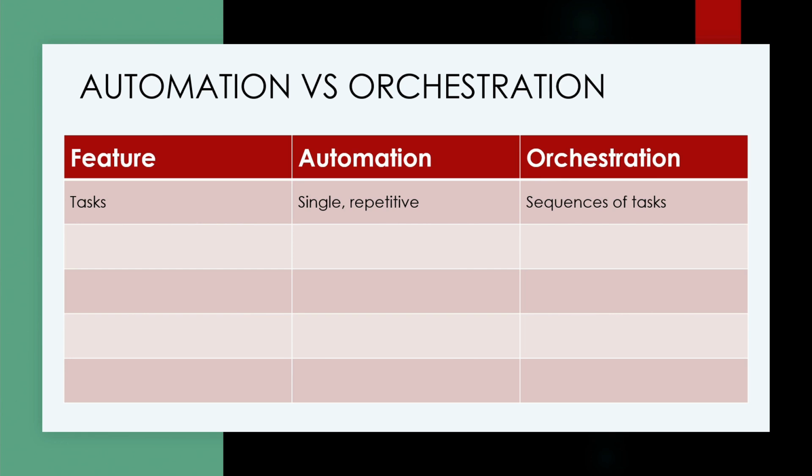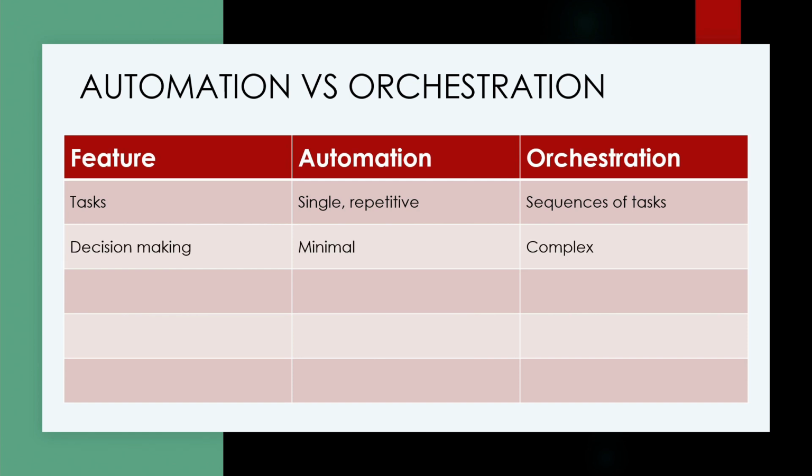Maybe it is backing up certain files. We can put in automation where the files are automatically backed up each day. We don't have to manually do that. Notice with orchestration, it's a whole sequence of single, oftentimes repetitive tasks that are being done. So with automation, it's just one little thing we're automating. With orchestration, it's a massive amount, potentially, of things that are being automated.